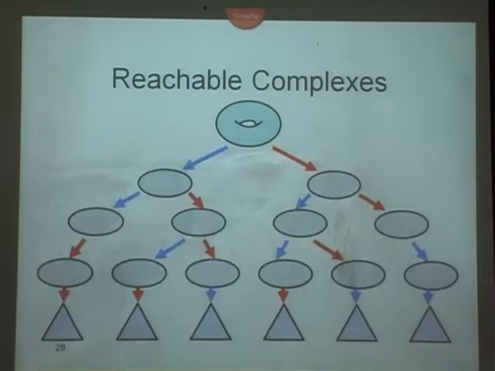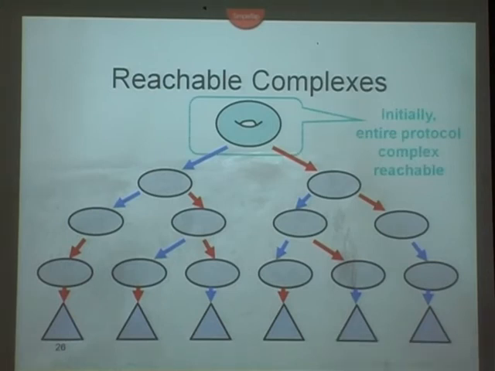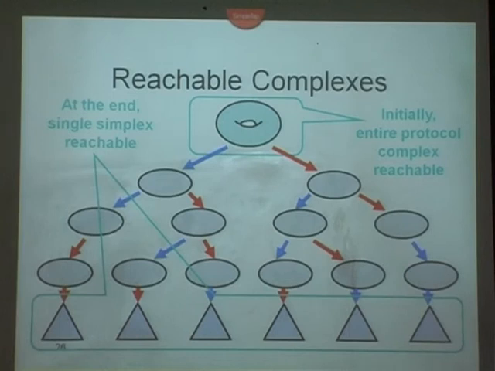So you can think of it this way: wait-free computations are finite trees. You take a finite number of steps and then you stop. There's no loops or anything. Here, for example, are all the possible states for a wait-free computation where each process takes 2 steps, and there are 2 processes. Initially, again, the entire protocol complex is reachable. At the end, only a single simplex is reachable, which is the one you've actually reached.